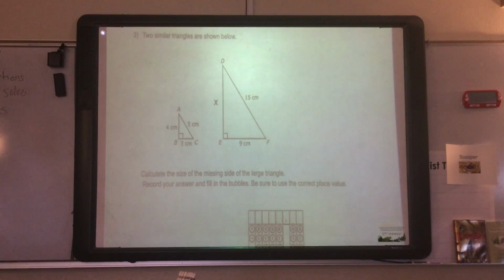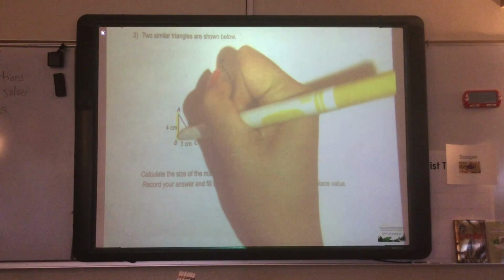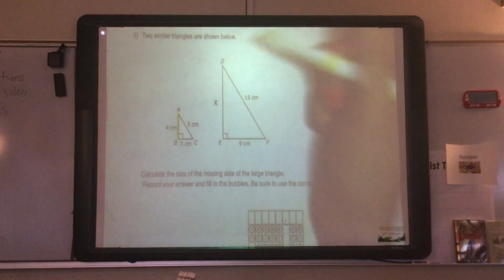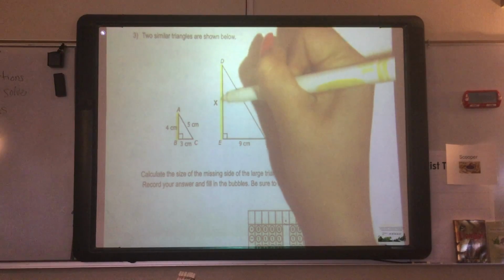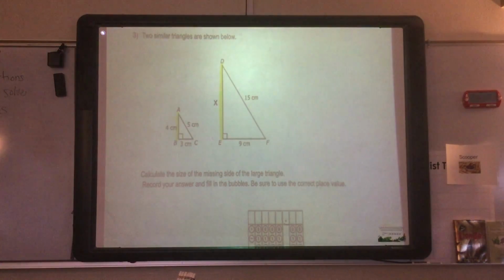So if we start with our small figure, I see line AB. That touches our right angle. So I'm going to look over at the large triangle and I see that it's set up the same way, so I'm going to highlight the corresponding side of DE. Our right angle helps us be sure that our sides match.